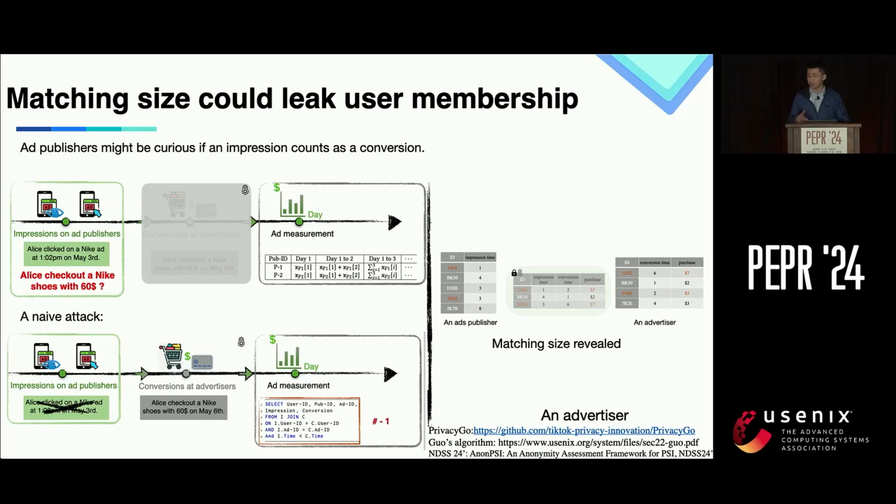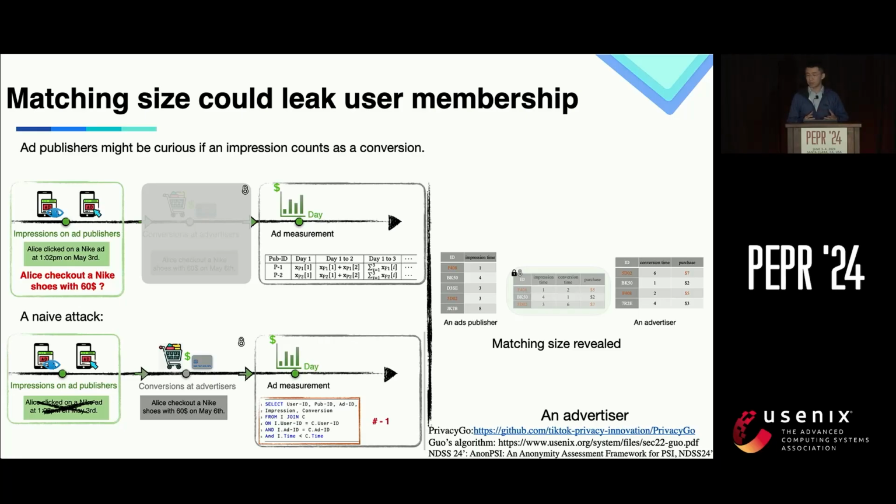The ad publisher has the impression data and also the final report. And no matter whether TE or MPC is adopted, there are still some intermediate results that need to be revealed to both parties. For example, when matching both parties' user data to align at the user level or event level, this matching reveals the intersection size. And commonly used PSI, or private set intersection, solutions, like those based on ECDH, reveal the intersection size.